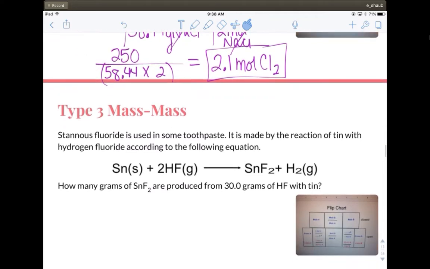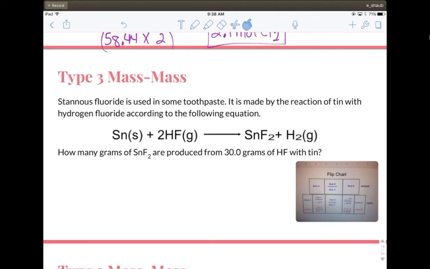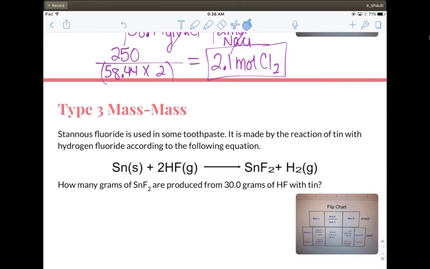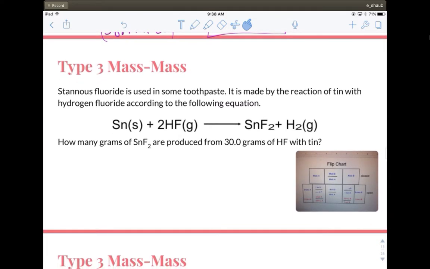Now, how useful is that really? Not very. We can't actually measure out a mole easily in the lab. So this is where type 3 calculations are going to be most important. These ones take the most number of steps, but they're the most useful, and they're the ones you're really going to be using in the lab and in the practice problems and things that we'll be working through.